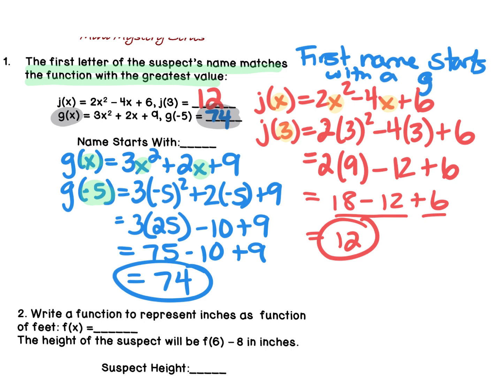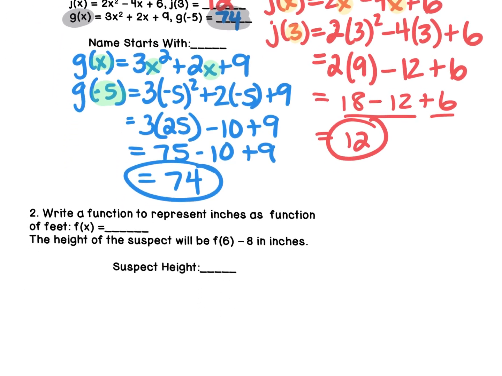Okay, so at this point, you could go to your clue sheets, which I've uploaded, your suspect cards, and those are in Canvas, and you can cross off any name that doesn't start with a G. That will not be our suspect. All right, let's take a look at number 2.